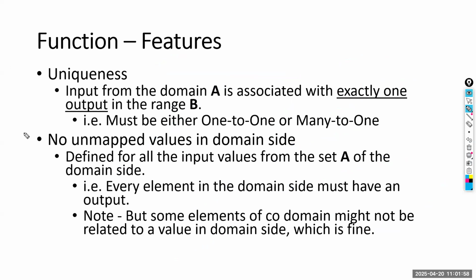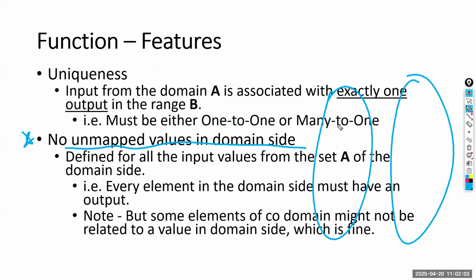The second property is no unmapped values in the domain side. In the domain side, all the values must be mapped. If you have at least one unmapped value, we call it an orphan value, then it is not a function. Still it is a relation, but not a function. Of course, you can have unmapped values in the range side and still it is a function. But the moment you have an unmapped value in the domain side, it is not a function. This is how you define a function. So it must satisfy the uniqueness property and the no unmapped value in the domain side property. Then it is a function.